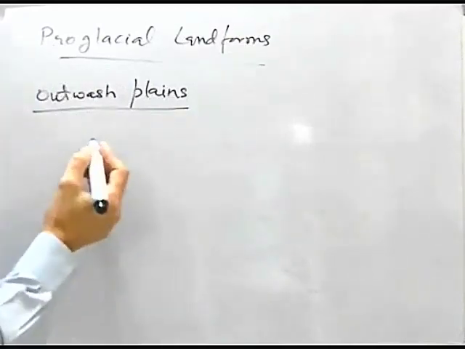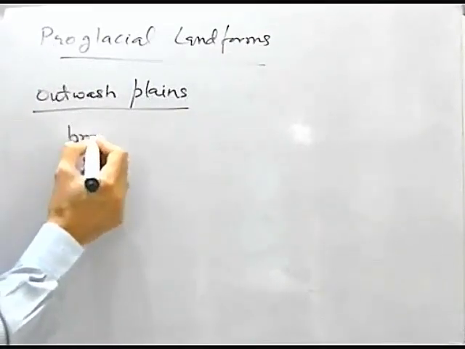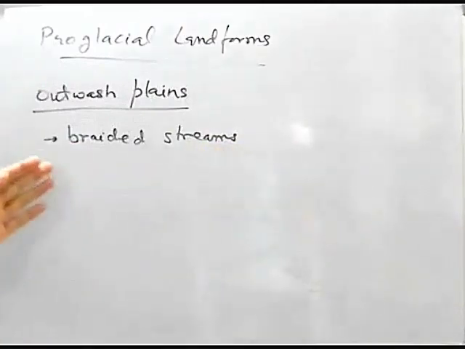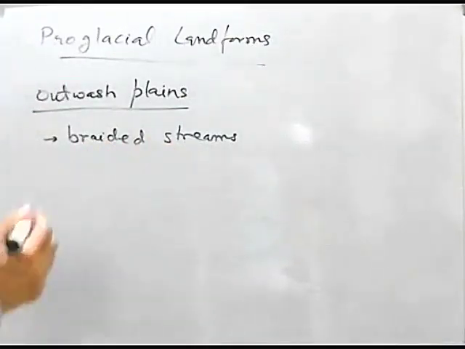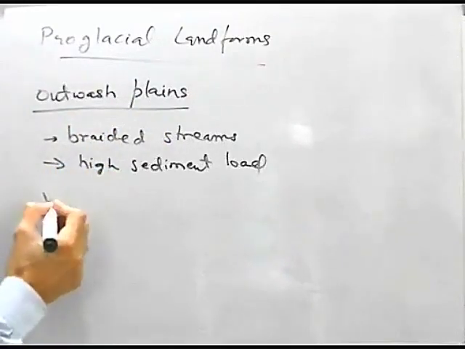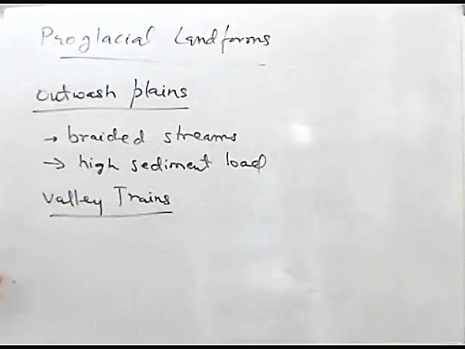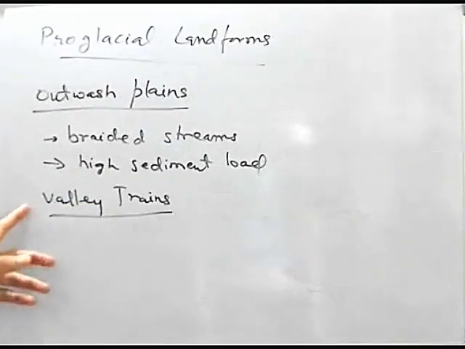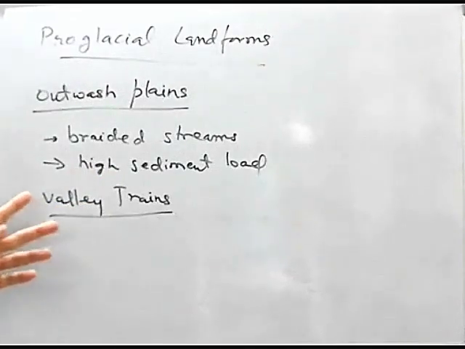These outwash plains usually contain braided rivers because a lot of sediment is coming out from the glaciers, and we know that if the sediment load is very high, then it will lead to the braiding of streams. Of course, these environments are characterized by high sediment load. Valley trains are linear outwash plains that develop in the downstream parts of valley glaciers.